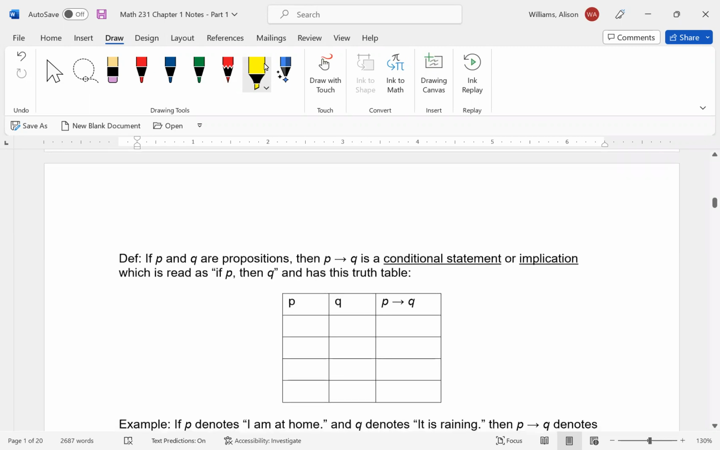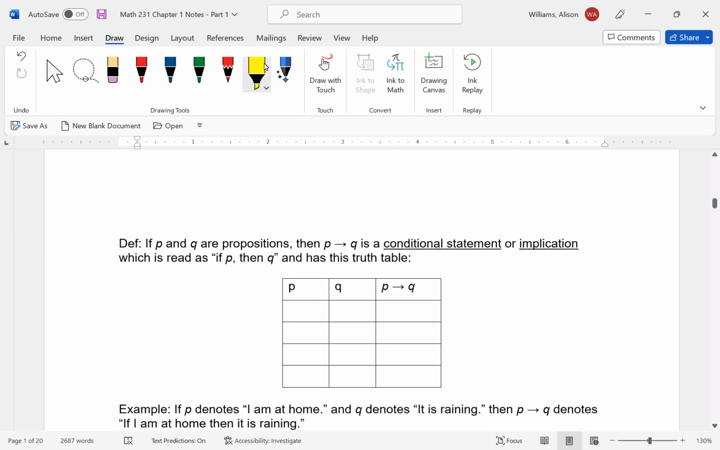Here's how we look at it. This is the symbol we use, this little arrow. That arrow means implication, and they call it a conditional statement. That's the other phrase they like to use, conditional statement or conditional. They'll even just say that. And it means if P, then Q.